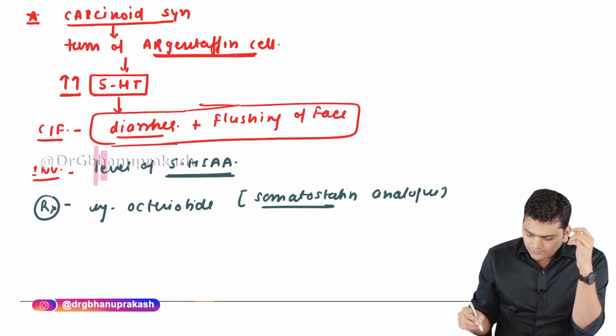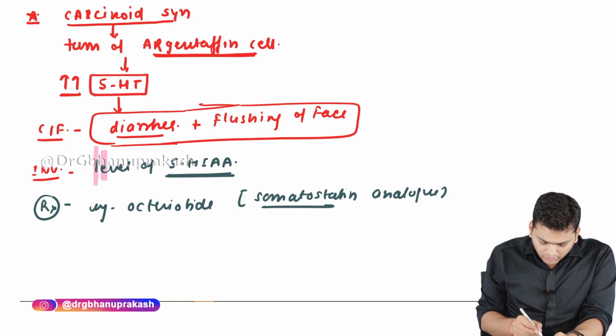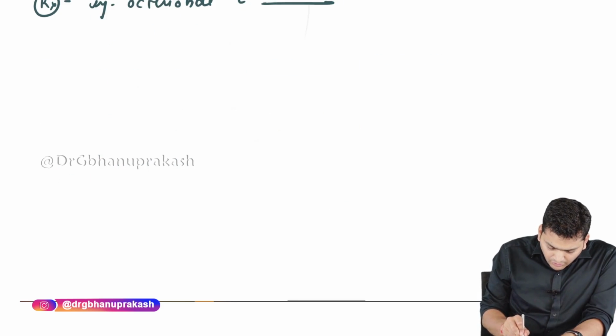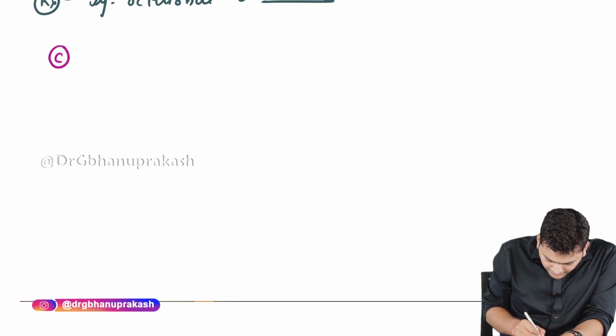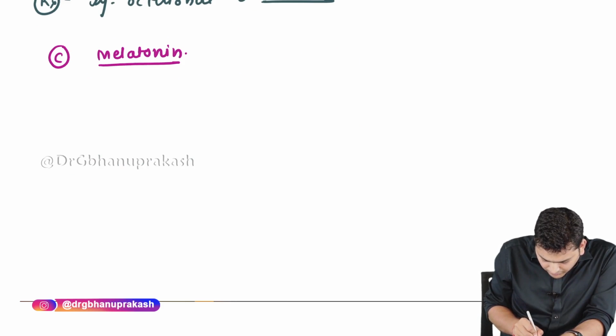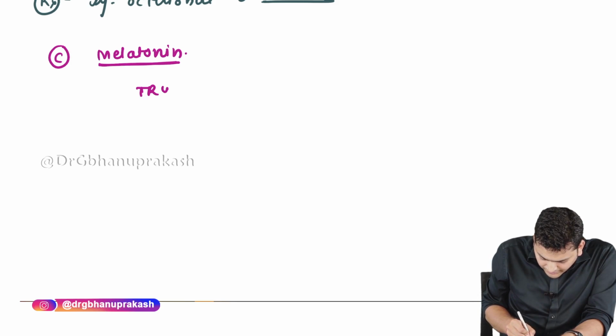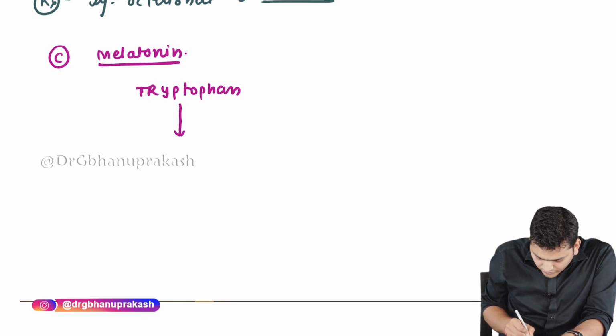So this is the second special product of tryptophan. The third special product is melatonin. The third special product of tryptophan is melatonin. So how is it made? See, tryptophan, just now we have discussed that it can convert into 5-hydroxytryptamine, that is serotonin.